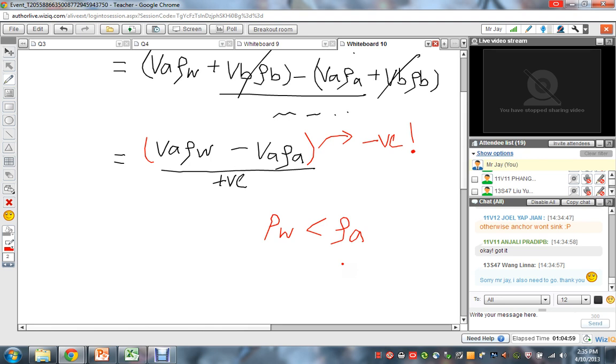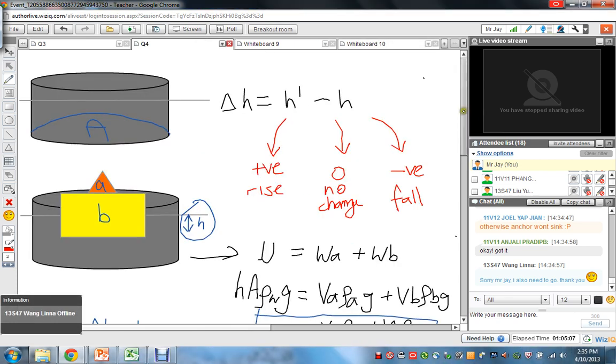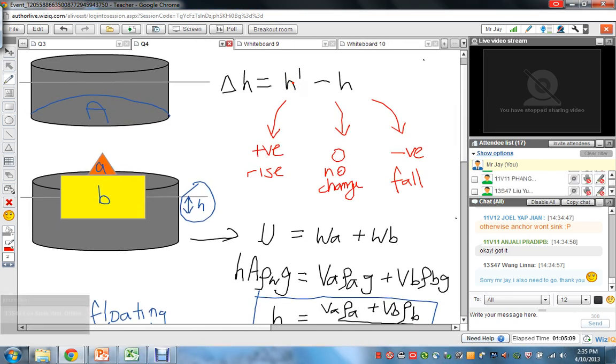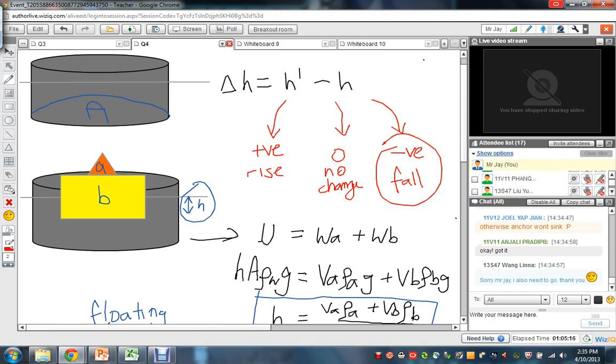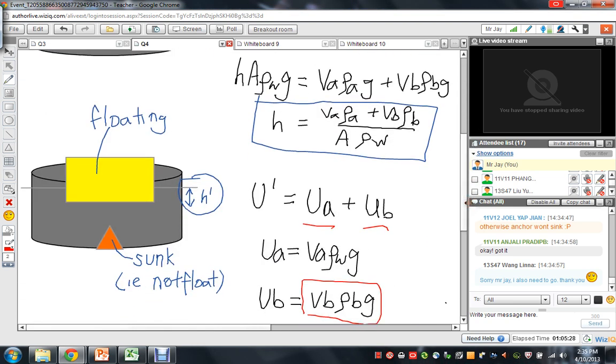Okay. So if the density of water is less than the density of the anchor, it just means that H prime minus H is going to be negative. If it is negative, then the height of the water will fall. And the difference comes because when an anchor is floating on top of a boat, the upthrust is equal to the weight of both of these objects. But the moment the anchor has sunk to the bottom, the upthrust is not equal to the weight of both of the objects.